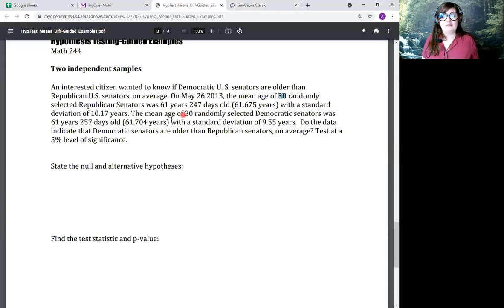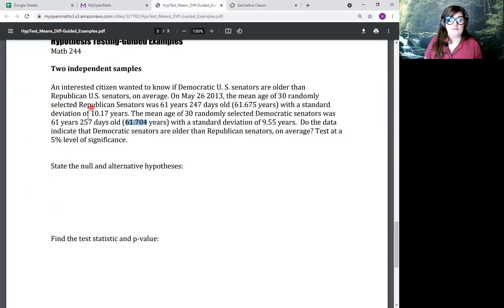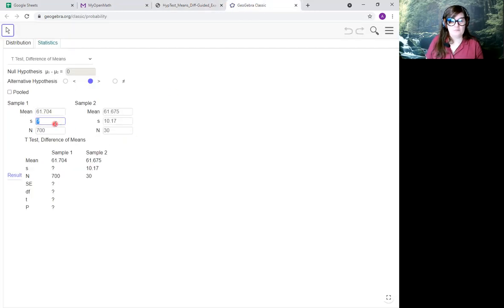If I go to my Democrat senators, here's the average from our sample, 61.704. We're going to go ahead and copy that over. All right, and what is the standard deviation? Well, the Democrats had a slightly smaller standard deviation of 9.55. And then again, our sample size was still 30.